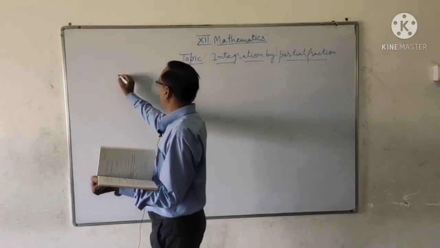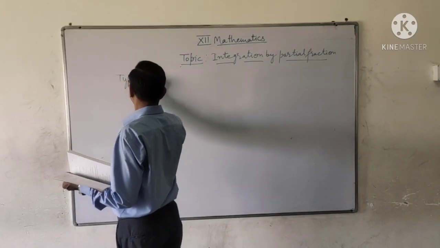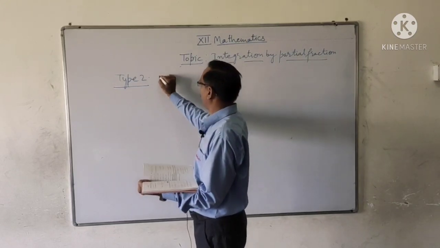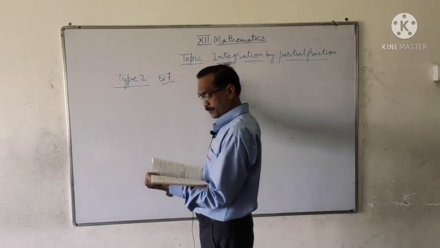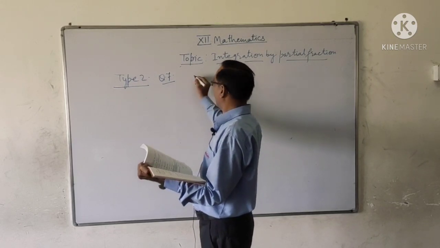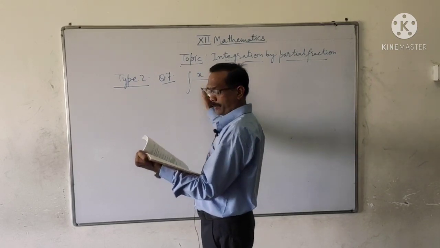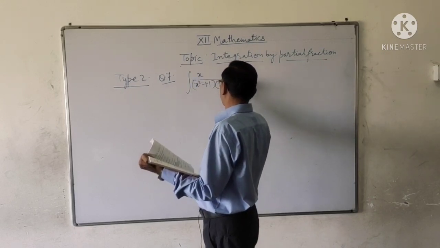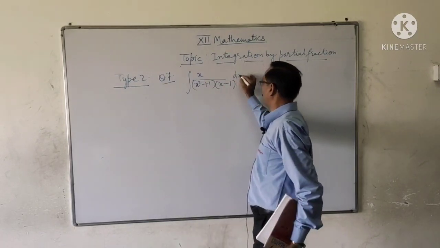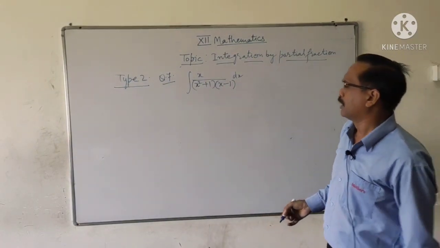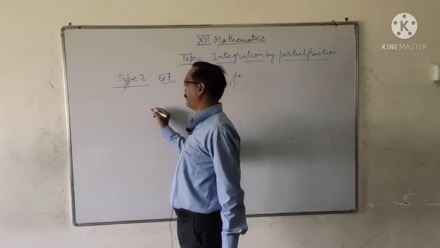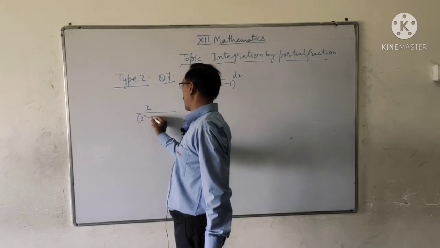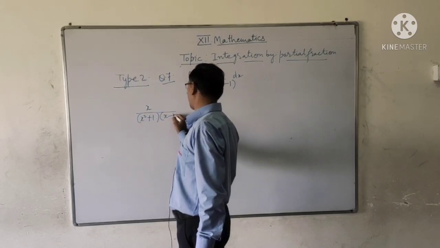Now the type 2. In this type, question number 7. Here it is integration x upon x square plus 1 into x minus 1 dx. Student, first of all we will make the partial fraction of x upon x square plus 1 and x minus 1.